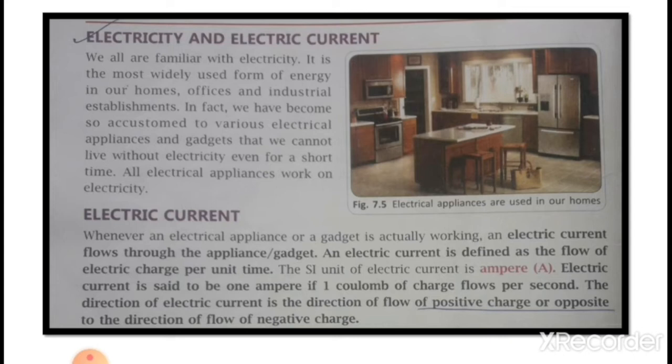So, what is electric current? We all know that whenever an electrical appliance is working, it means electric current flows through the appliance, then it becomes working. Okay, so an electric current is defined as the flow of electric charge per unit time. The SI unit of electric current is ampere, and electric current is said to be 1 ampere if 1 coulomb of charge flows per second. That is very important. And the direction of electric current is the direction of positive charge or opposite to the flow of negative charge. Okay.